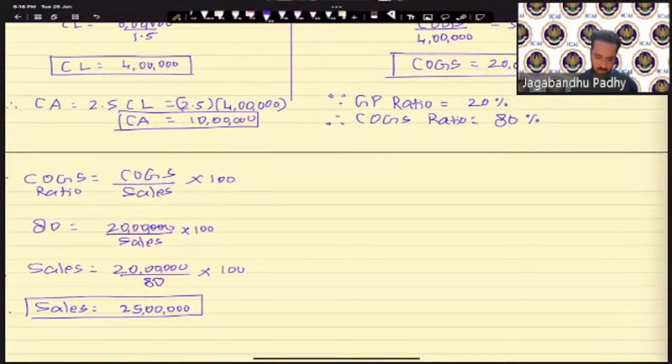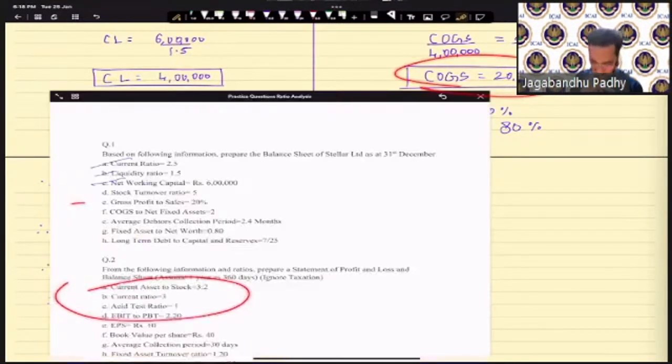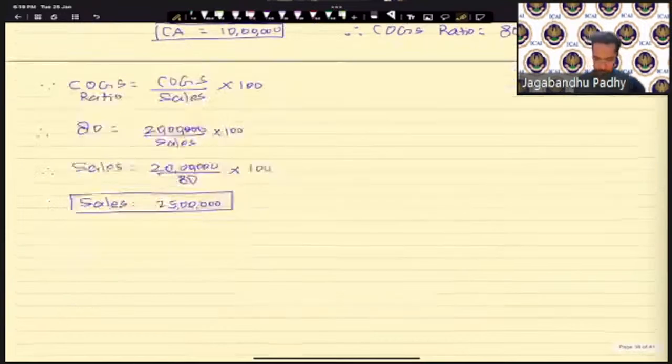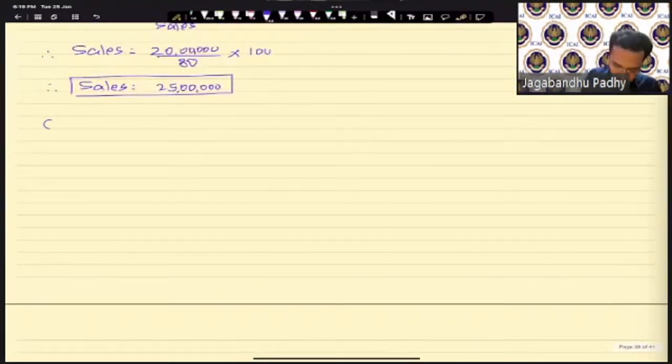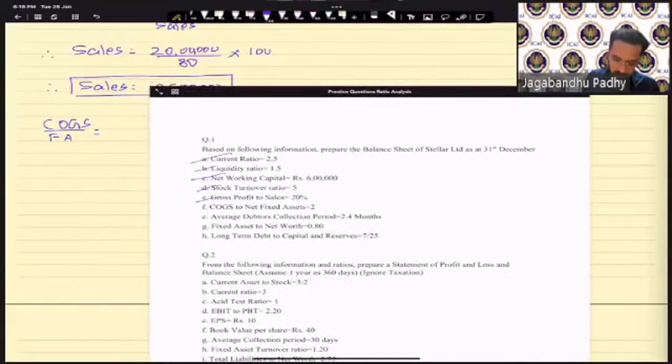Okay, so here we have the sales figure, we have the COGS figure. Now stock turnover is used, GP ratio, the gross profit ratio, is also used. Now we have this COGS to net fixed assets, cost of goods sold upon fixed assets. Cost of goods sold upon fixed assets is given as 2.